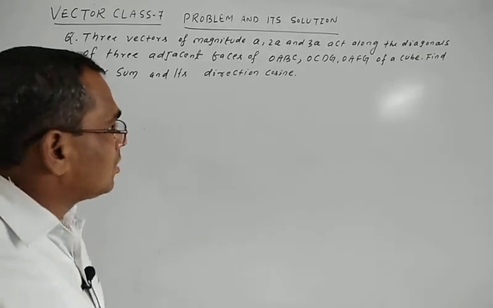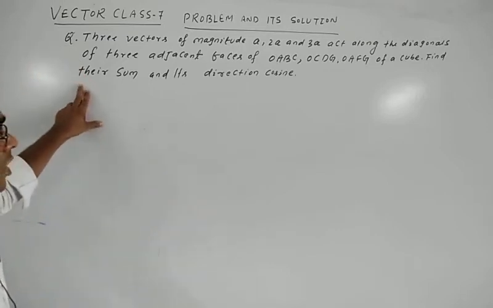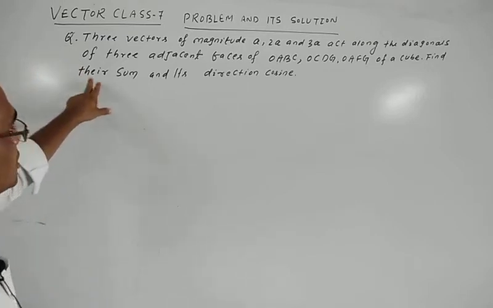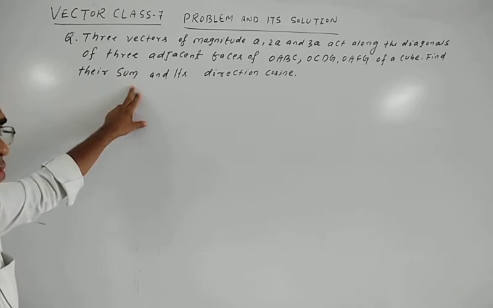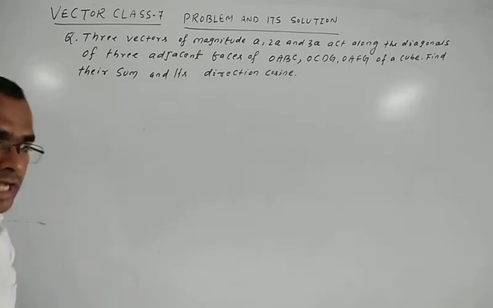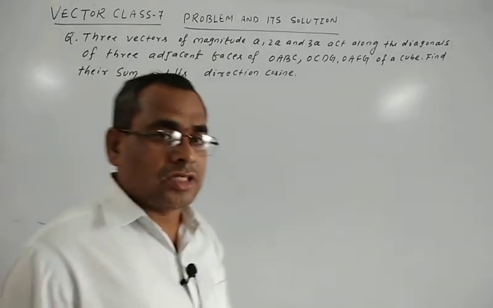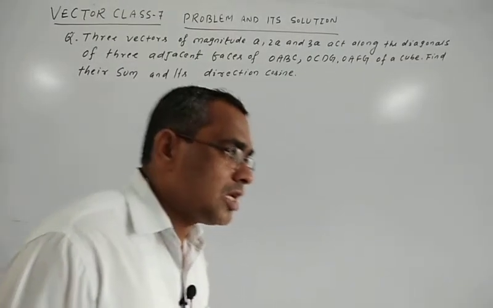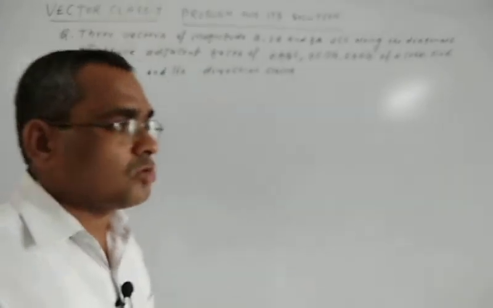So we find the resultant, that means we find their sum. We have to calculate the sum of the three diagonals and its direction cosine. First we find the sum of the three diagonals, next we calculate its direction cosine.